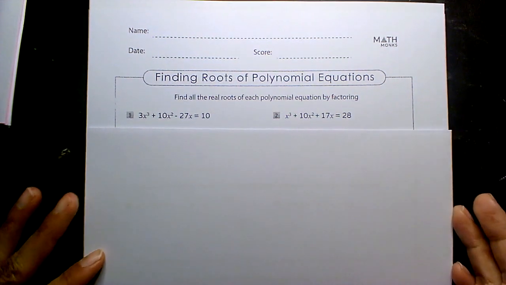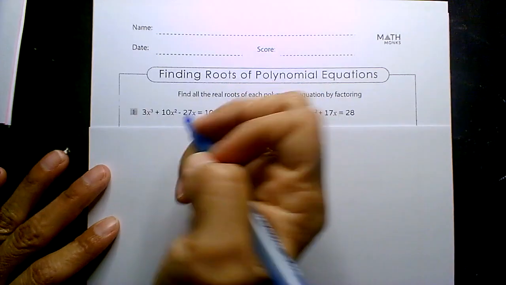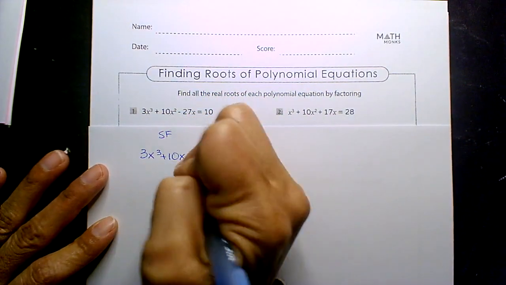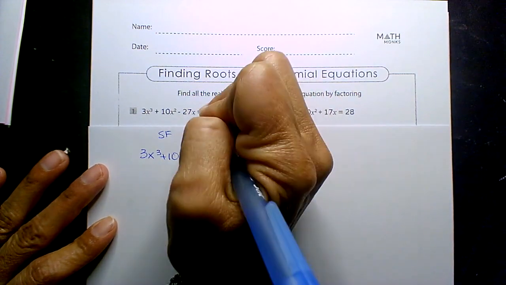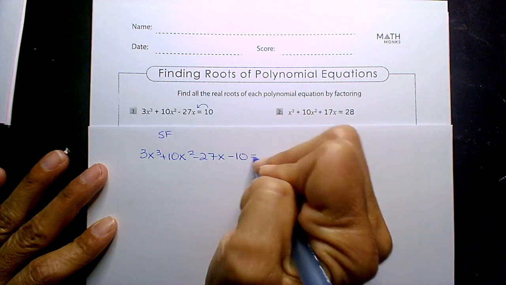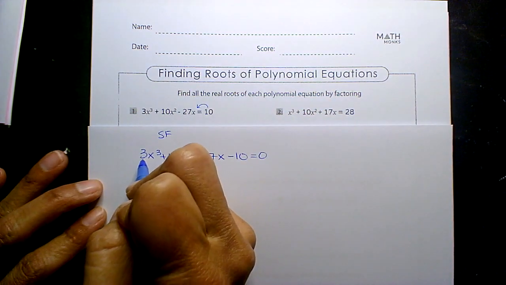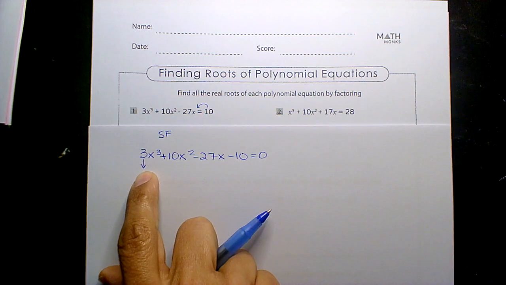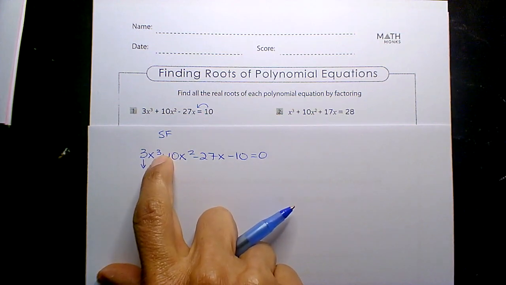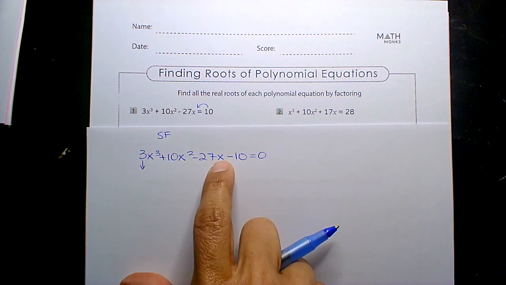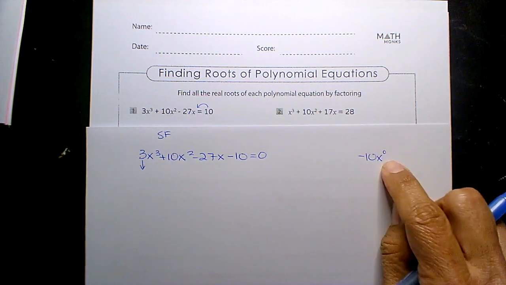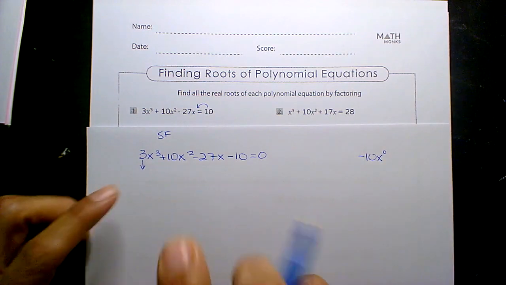So here we go. When you guys are going to do anything with it, you better get it into standard form. So 3x cubed plus 10x squared minus 27x, you better take that 10 over. Negative 10 equals 0. Okay, so this is my coefficient, right? This is a coefficient for my highest degree. See how my exponent is a 3 here, and that's a 2, and that's a 1, and this is really x to the 0, right? Your constant is really x to the 0, correct? So I have it in standard form.